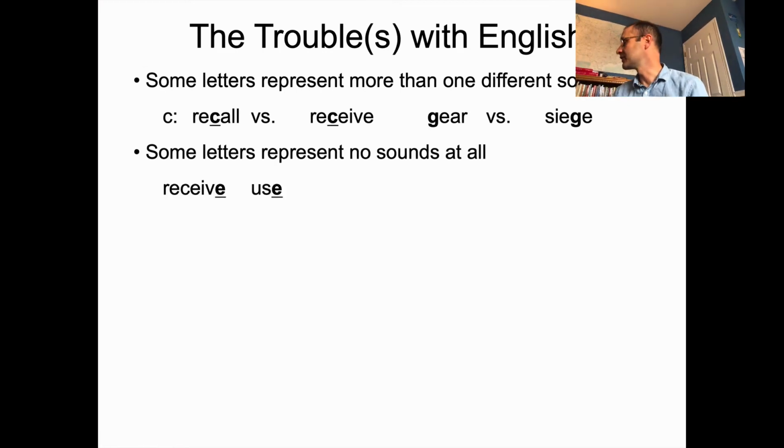In English, as I'm sure you know, there are some letters that represent no sounds at all, like the E's at the end of words like receive and use. You might call these silent letters, which is what they were called when I was learning how to read, because you don't actually use any sounds when you read out these words to correspond to those letters at the end of them.